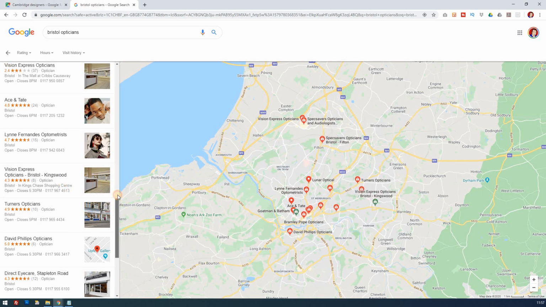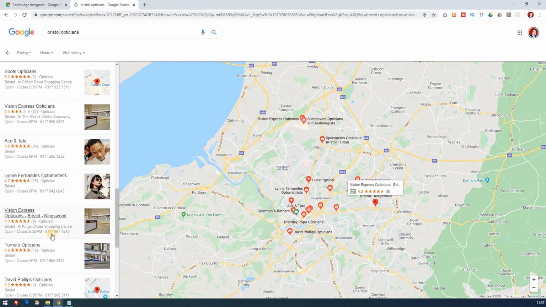This then becomes interesting because they've got a double here. You've got Vision Express Opticians, and then you've got Vision Express Opticians, and they're in the Mall at Cribbs Causeway. I'm not going to suggest this is illegal because I don't know the situation, because it may be two different shops.